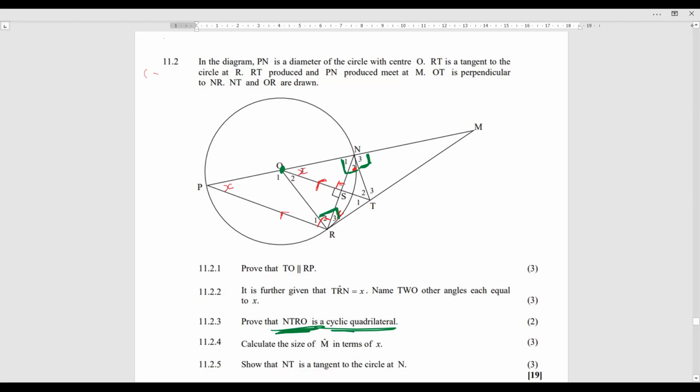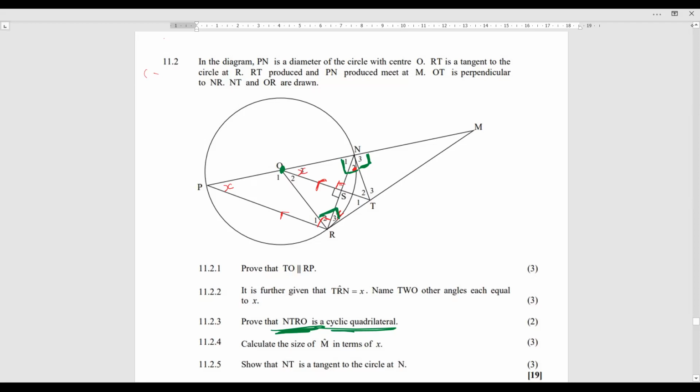So how can we use that? Sir, if N is equal to 90, and it's because of radius perpendicular to tangent, doesn't that mean NT is a tangent? Exactly. It makes NT the tangent.